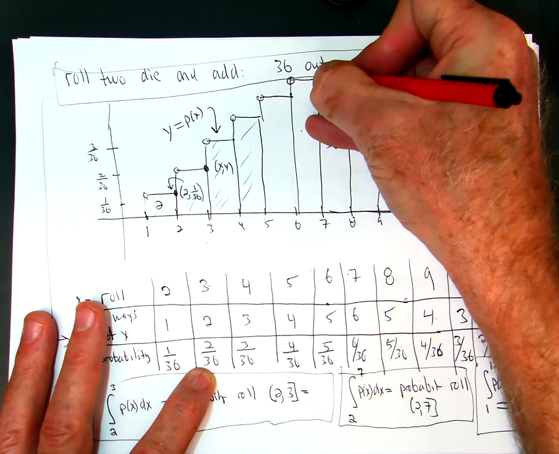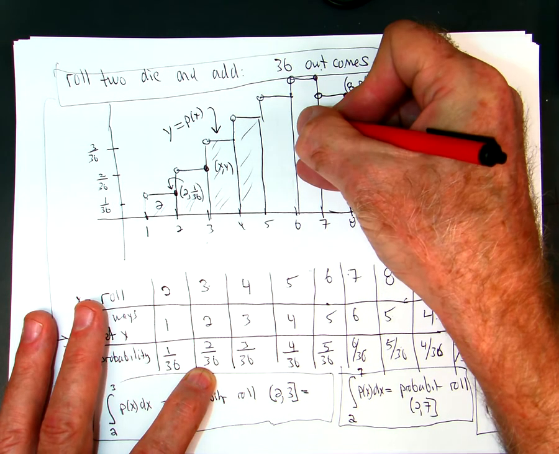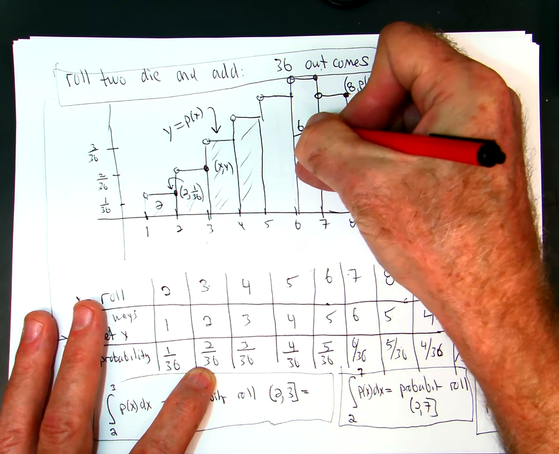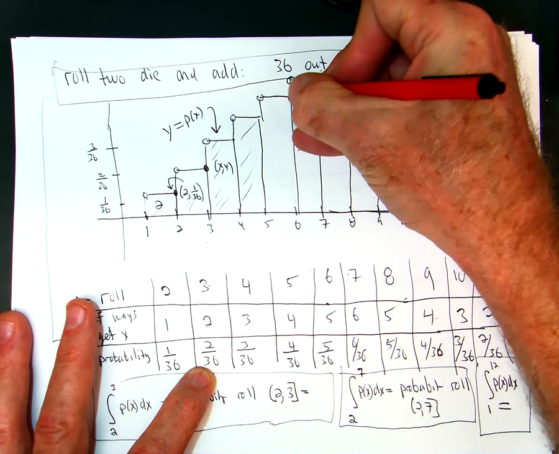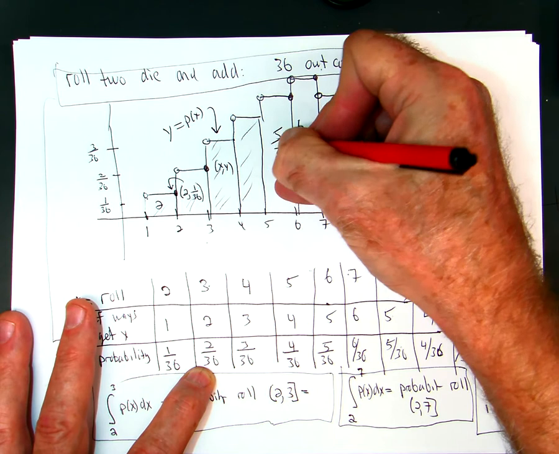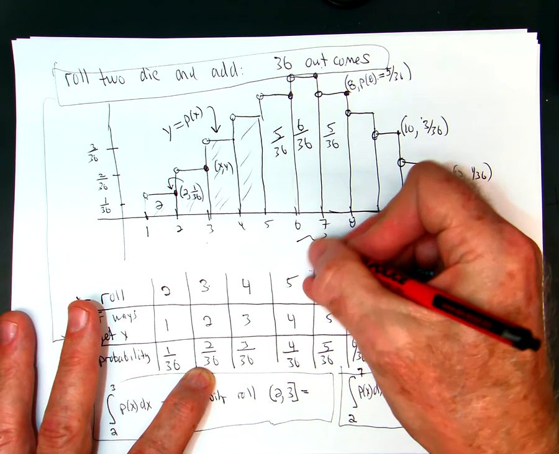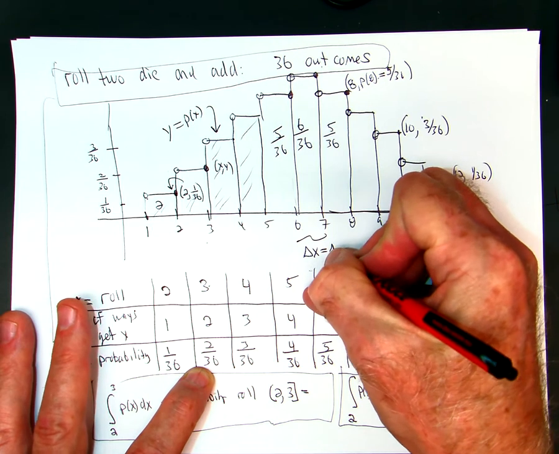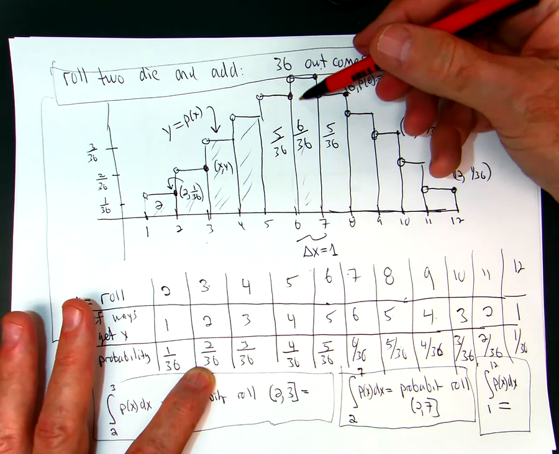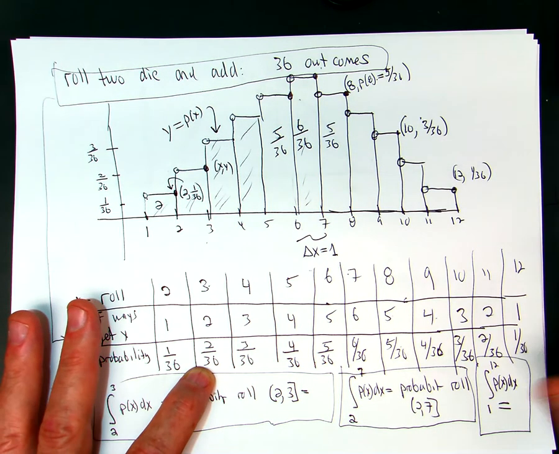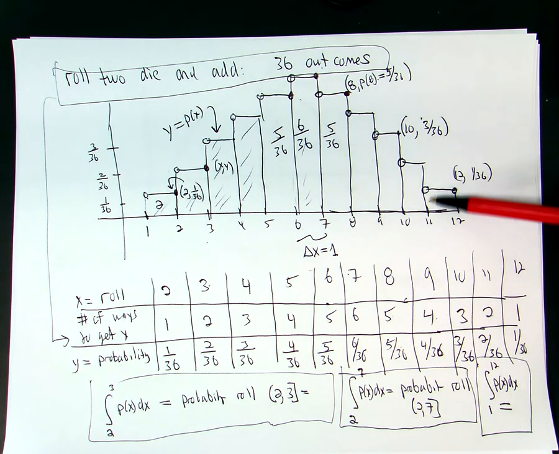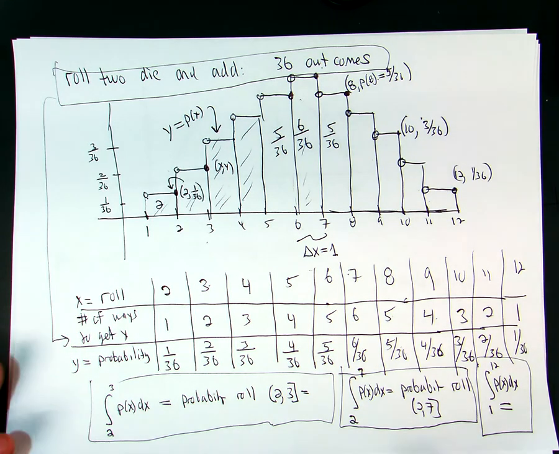So the odds of rolling a 7 are going to be 6 over 36. The odds of rolling a 6 are going to be 5 over 36. Since the height of these bars is the odds, and the width, delta x, is 1, I can represent the odds with the area of a rectangle. Does that make sense? Each of these rectangles represents the particular probability outlined here. This is called a bar graph, and this is called a discrete probability.